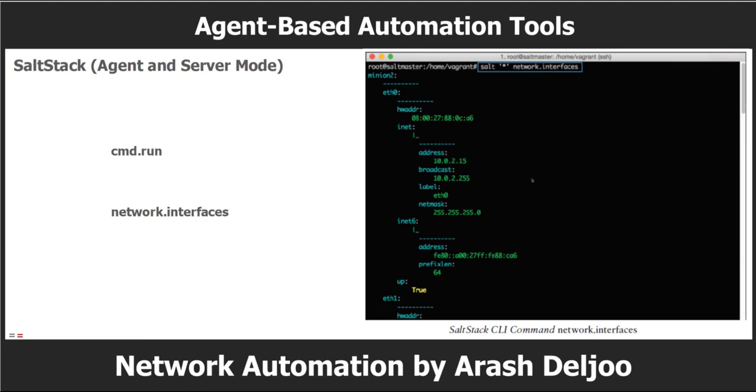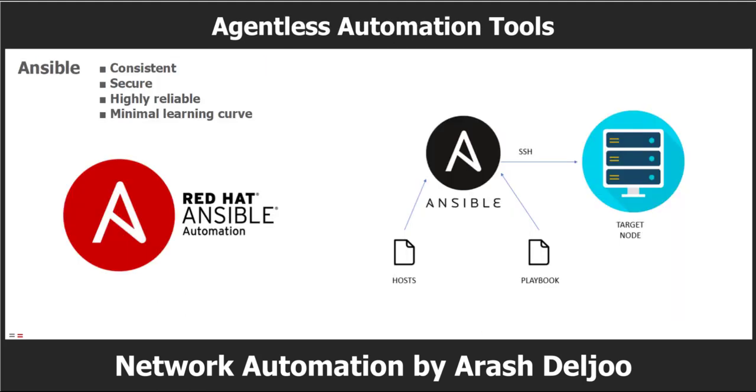Alright, now let me explain a little about the agentless automation tools. First, Ansible. Ansible is an automation tool that is capable of automating cloud provisioning, deployment of applications, and also configuration management. Actually, Ansible has been around for quite some time and was catapulted further into the mainstream when Red Hat purchased the company in 2015.